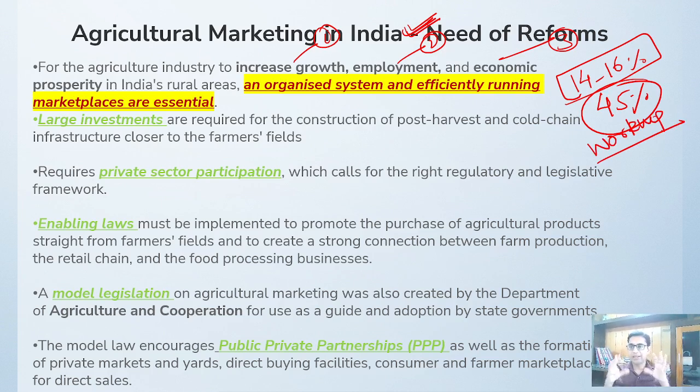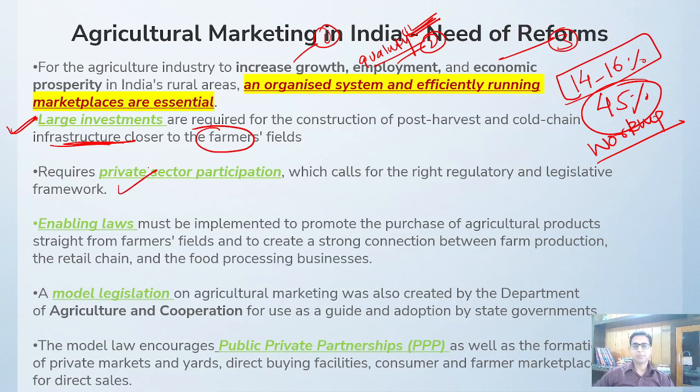So if we want to increase the growth of this area in the GDP, increase the employment, quality employment, okay, and also economic prosperity, we need to organize agriculture marketing. For that, we need large investment in infrastructure closer to the farmer's field. Whatever you are making, make it near the farmer's field. Okay, we are not saying to make it on the farmer's field, but it should be very near. That means the farmer should be able to get all the facilities of the government nearby his field, so he doesn't have to lose his crop during transportation.